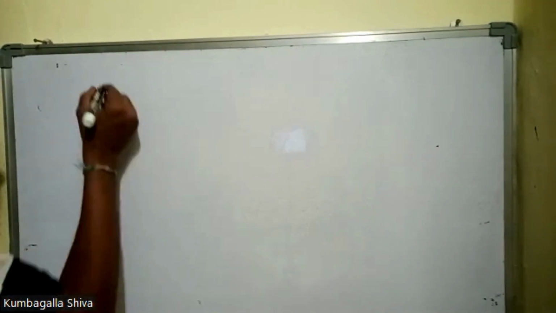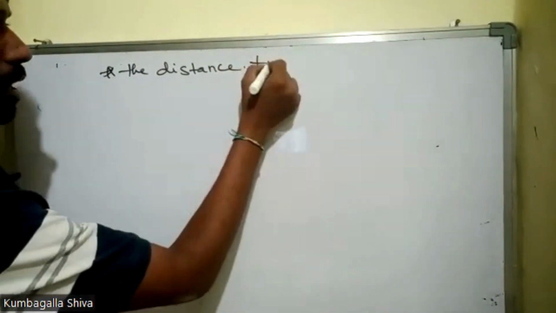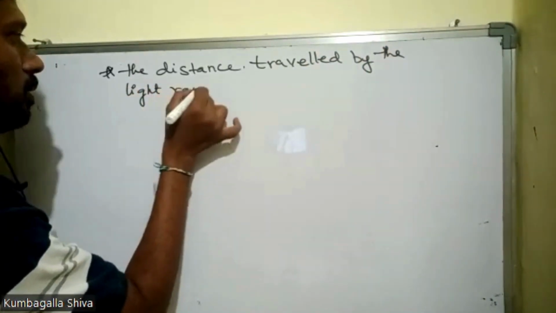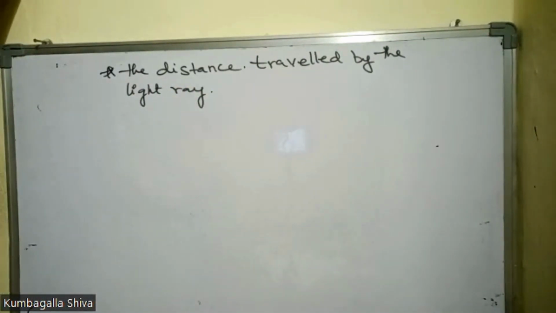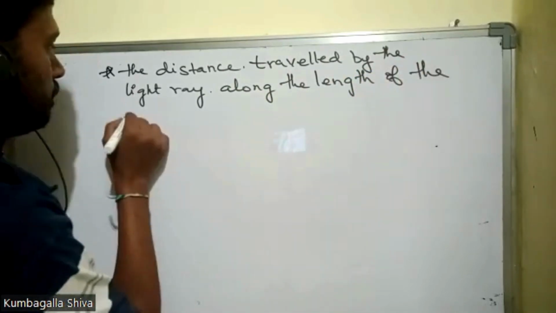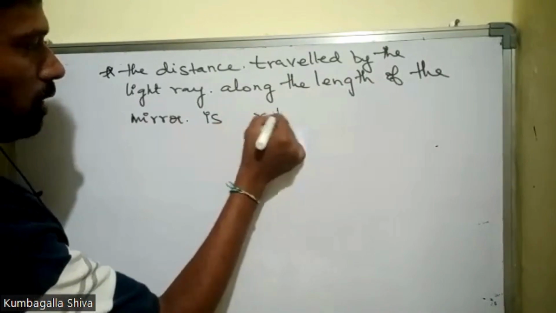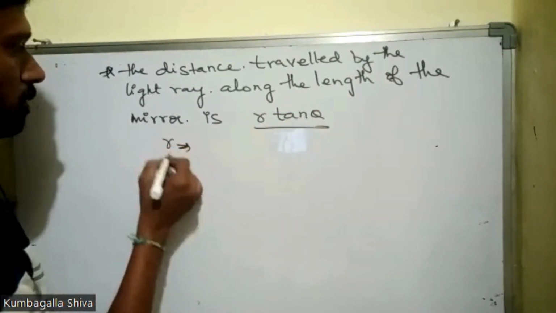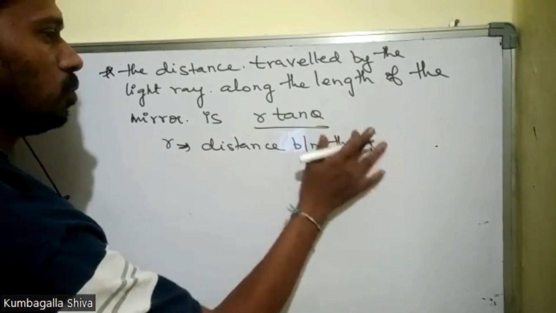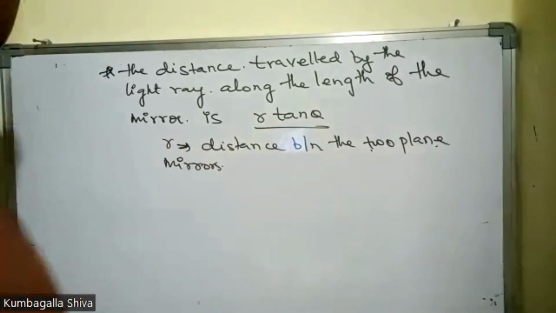The point is very, very important: the distance traveled by the light ray along the length of the mirror is r tan theta, where r is the distance between the two plane mirrors, right? In the two plane mirrors.